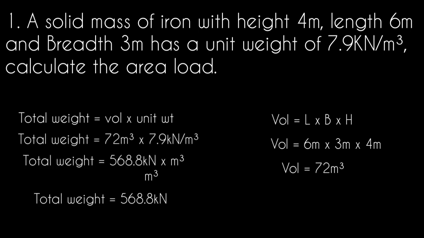So our volume, which is 72 meter cube, multiplied by the unit weight, which is 7.9 kilonewton per meter cube. And the total weight is 568.8 kilonewton. Now, notice I wrote 568.8 kilonewton times meter cube divided by meter cube. I do that to ensure that I'm following how the units are going. And that's how we have 568.8 kilonewton.